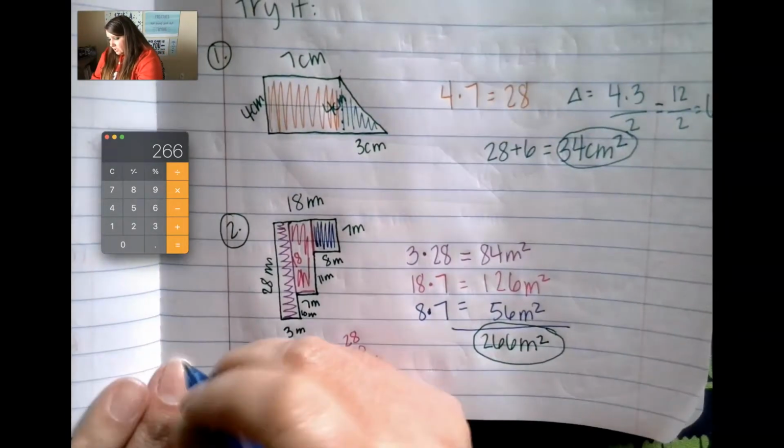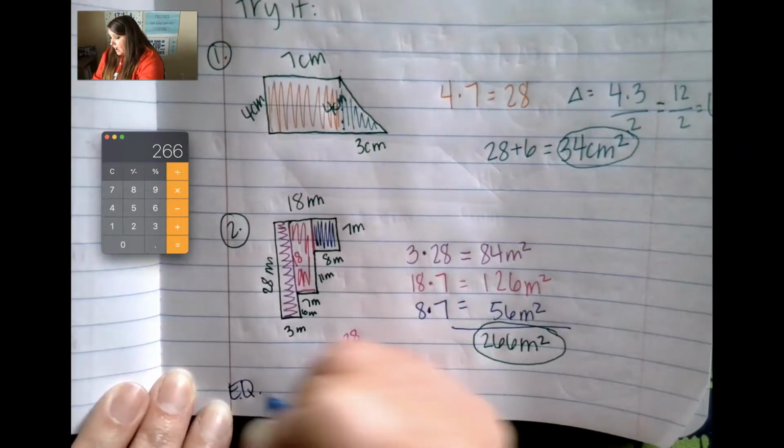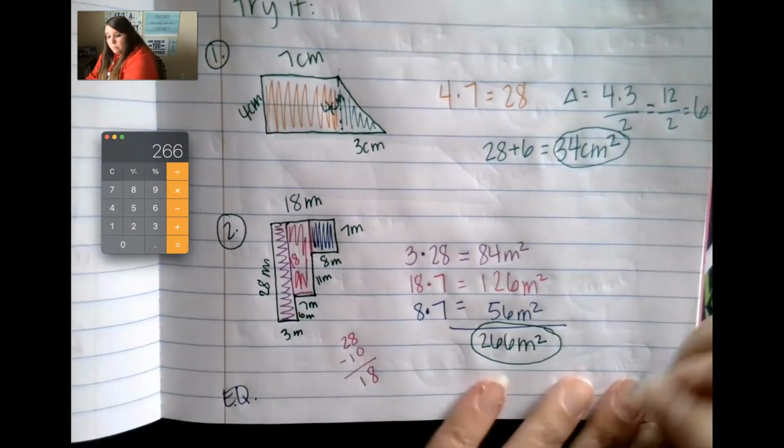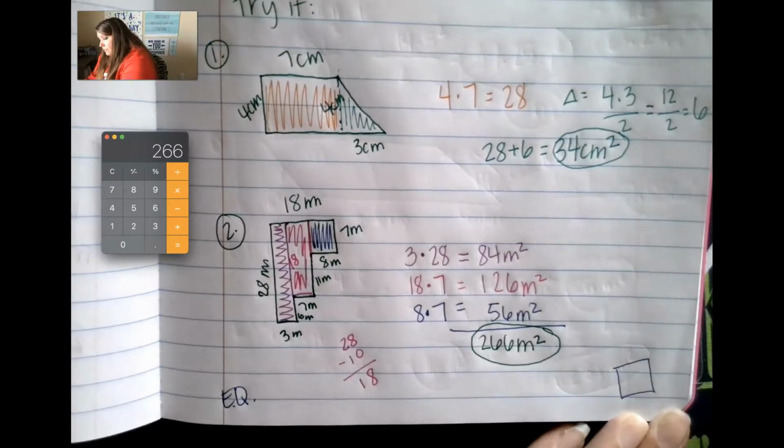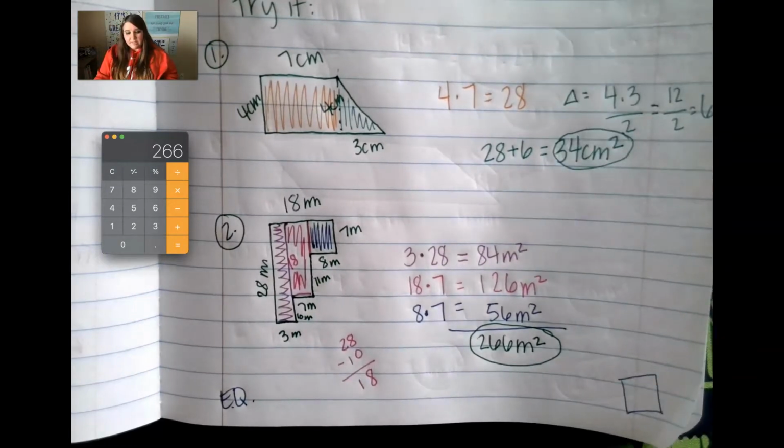Now go ahead and answer your essential question. How do you find the area of composite shapes? And then put your level of understanding out to the side.